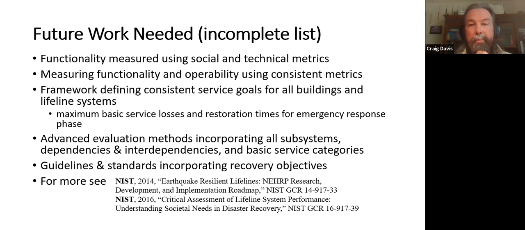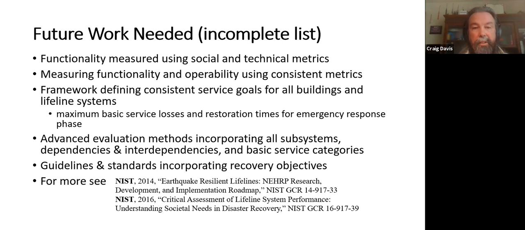Measuring functionality and operability using consistent metrics. I gave you an example of where it can be confusing if you're not using consistent metrics. We need a framework defining consistent service goals for all buildings and Lifeline systems. The maximum basic service losses and restoration times for emergency response phase need to be addressed.